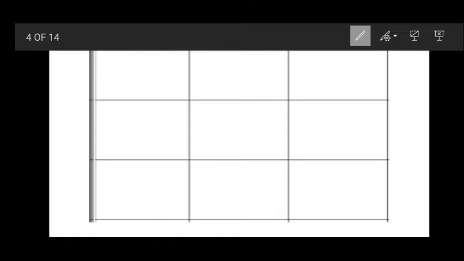Now I'll show you how to write 4. See children, for writing 4, we have to start from the middle of the box. You have to draw a small standing line, and then we have to draw a sleeping line ending from the standing line, like this. And then we have to draw a small standing line on the sleeping line like this. See children, this is 4.